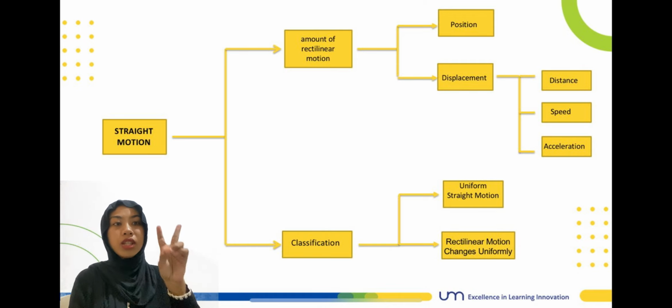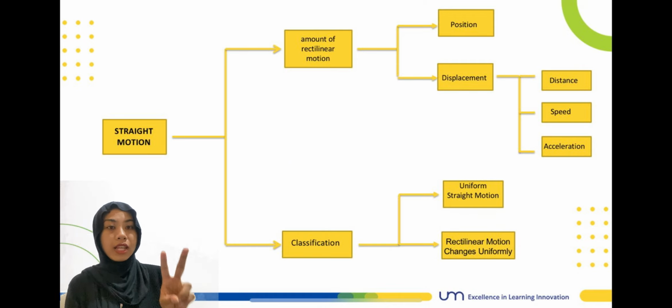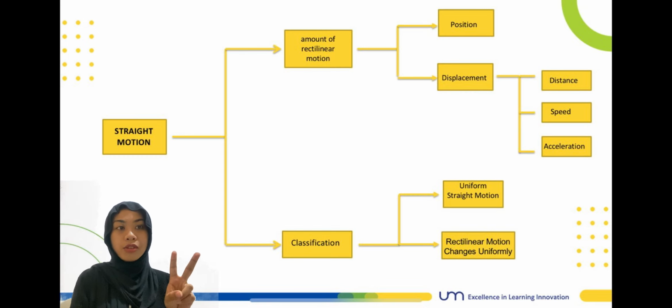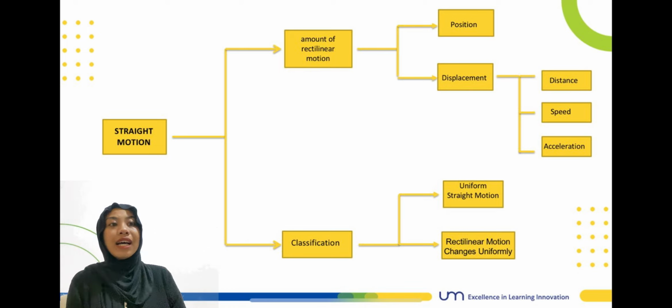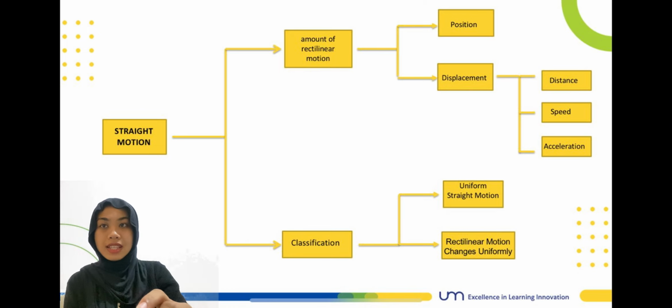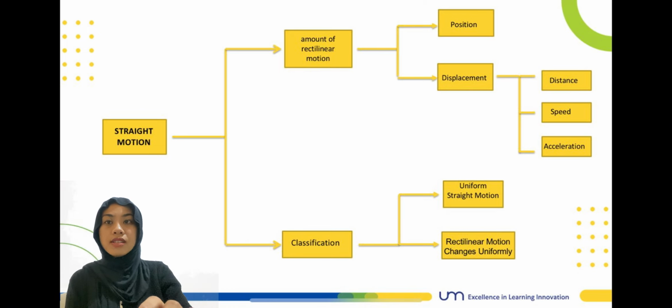And there are two classifications of straight motion. The first one is uniform straight motion, and the second one is rectilinear motion that changes uniformly. The following are several forms of rectilinear motion, namely uniform straight motion.